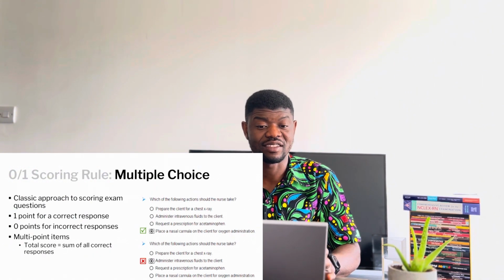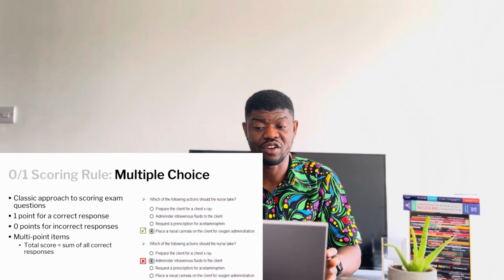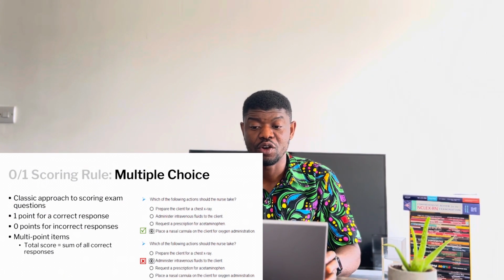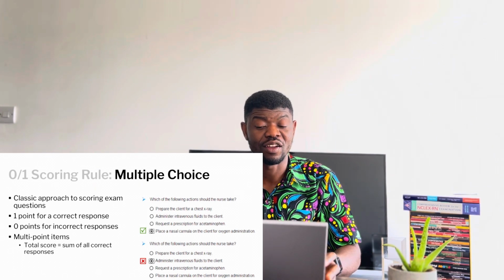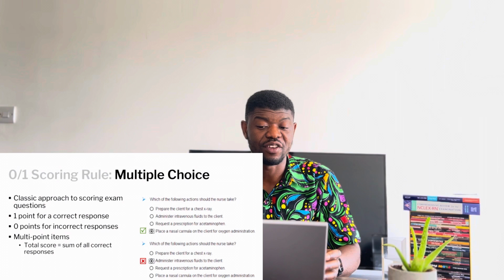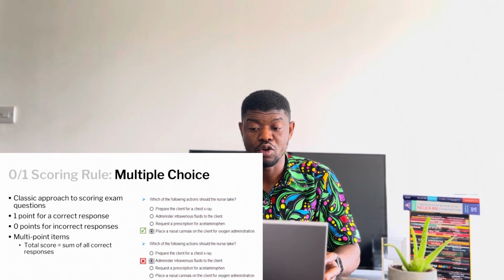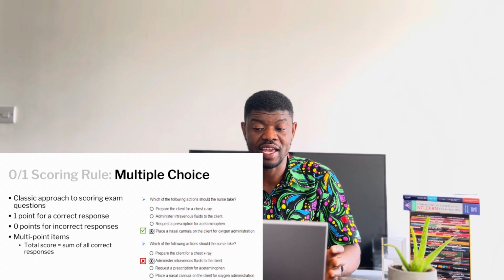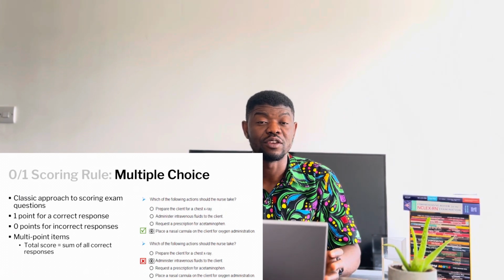We have an example, as you can see on your screen now. It talks about which of the following actions should the nurse take. Then you realize that the correct answer is D. So you just choose D, and once you get it correct, it's 1 mark. And then if you get it wrong, like the one that follows just after that, which of the following actions should the nurse take? Administer intravenous fluid, which is the wrong answer. You don't get anything for that.